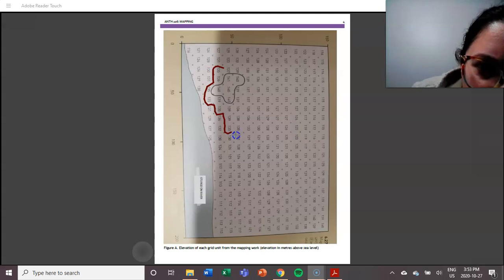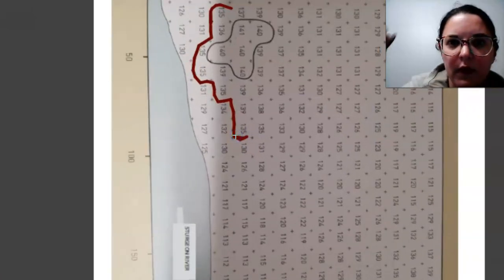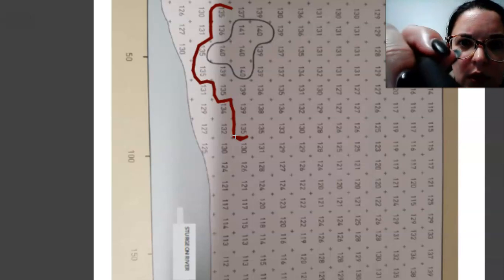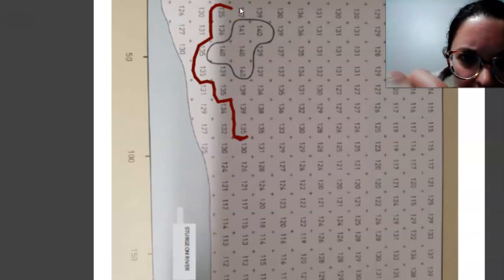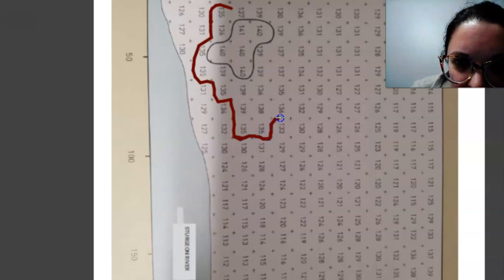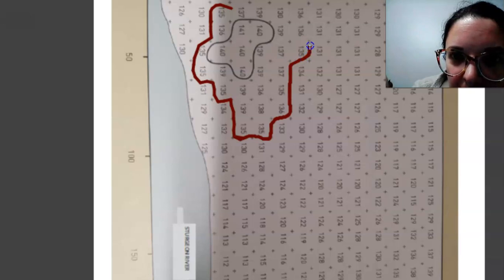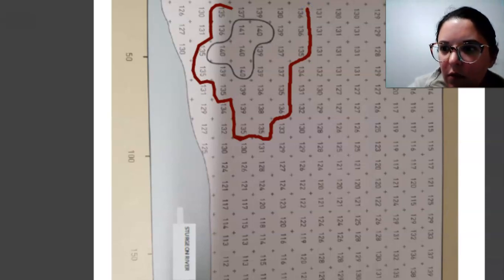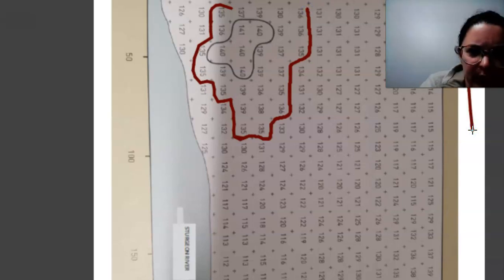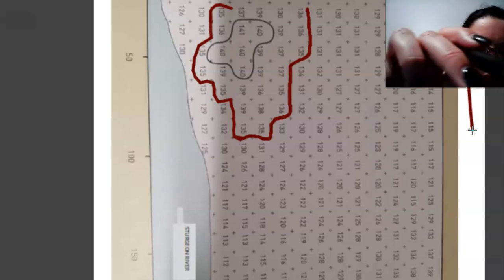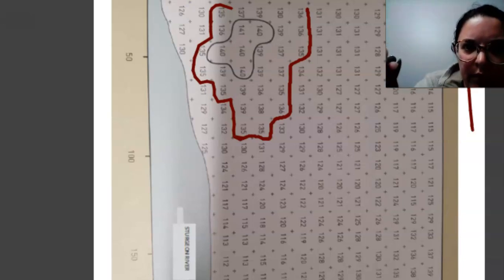Sorry, I'm fighting with my pen here. It didn't work. Let's try this again. 135, keep going. There's a 136, so I've got to get that inside. 135, keep going. There's a 135 here, so I've got to go around there. Keep going. Now I've got to zoom down. Sorry, I don't want to zoom anymore.